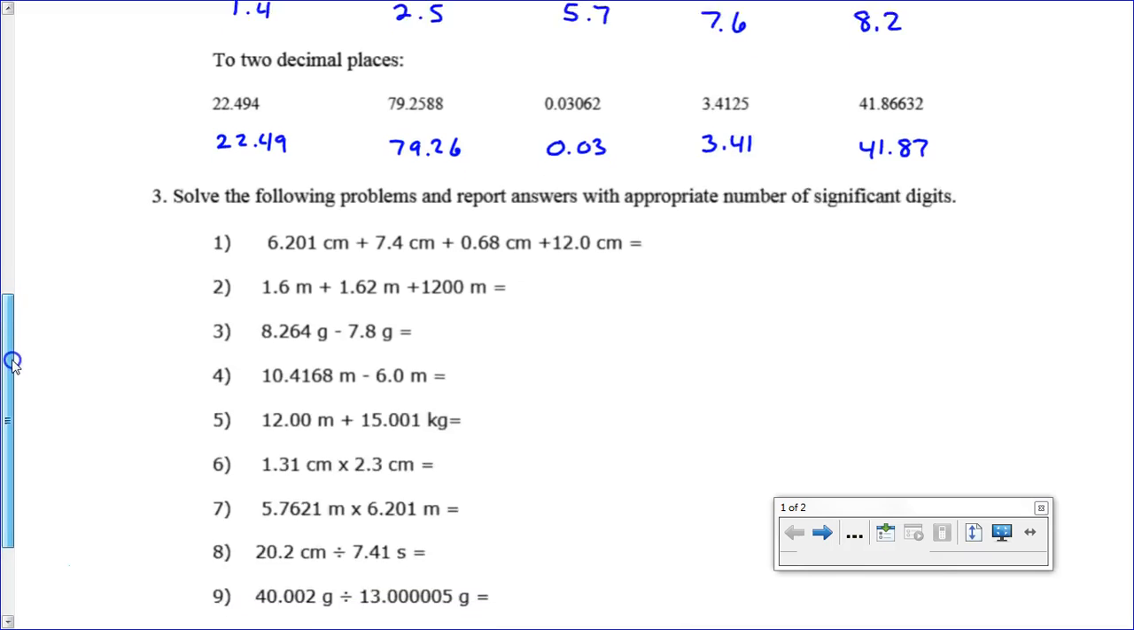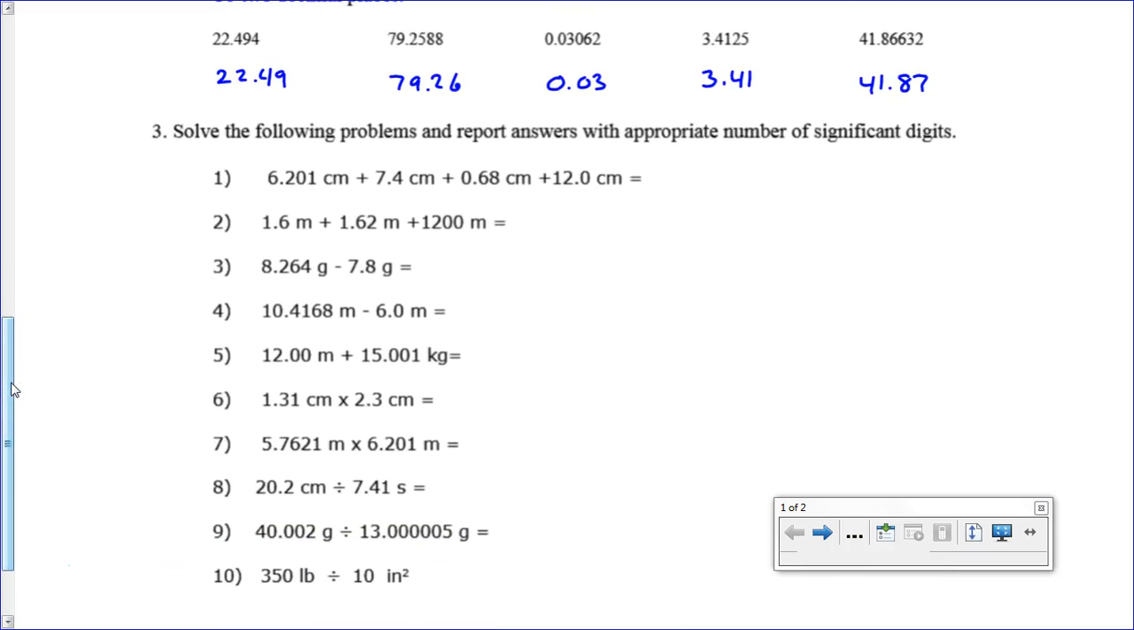All right, now on to the math problems. So for these ones, you have to keep in mind these two rules, okay? With the addition-subtraction rule, we're counting decimal places. With the multiplication-division rule, we're counting significant figures. These first ones are all addition-subtraction problems, so we'll be looking at the decimal places.